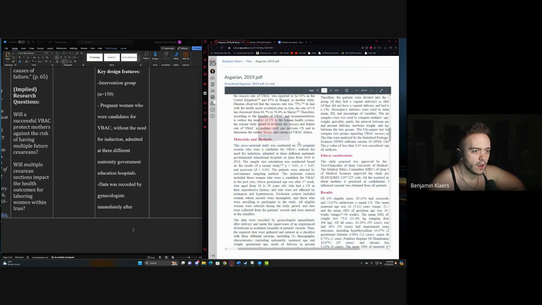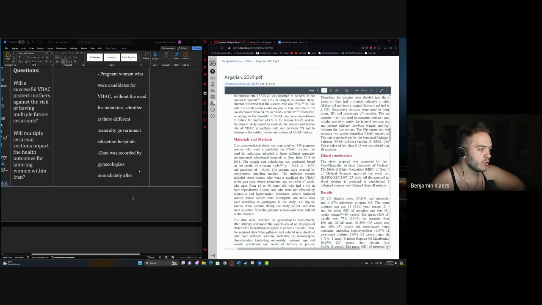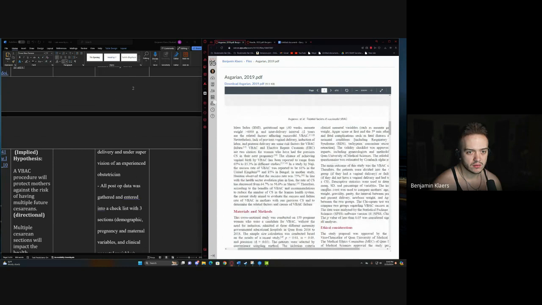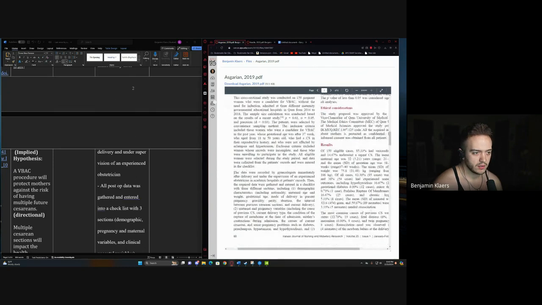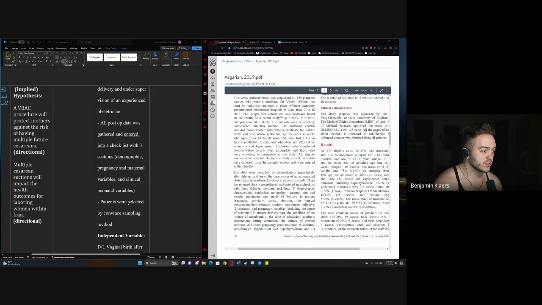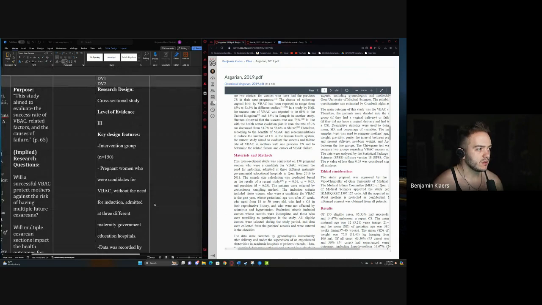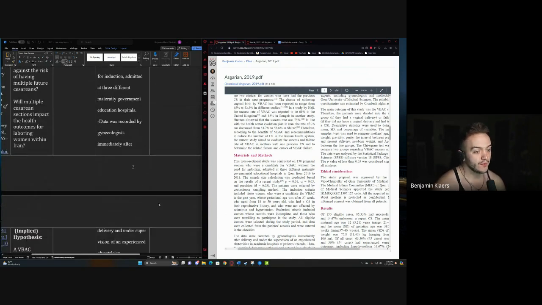Data was recorded by gynecologists immediately after delivery and under supervision of an experienced obstetrician, which is stated right here. And then patients were selected by convenient sampling method, which was stated right here. And these are just some key design features of our quantitative study.